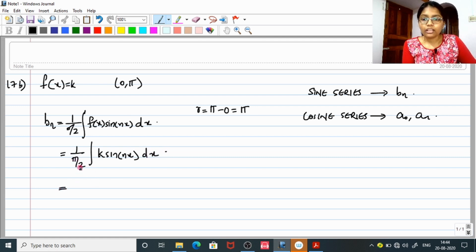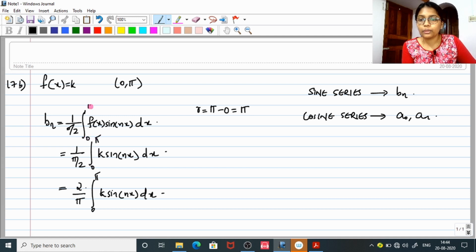If the denominator has a fraction, you have to take it to the numerator. The denominator of the denominator goes to the numerator, which means 2 becomes the numerator, and k sine nx dx. Just substitute the limits 0 to pi. Now take out the constant 2k divided by pi, integral sine nx dx in the limits 0 to pi.